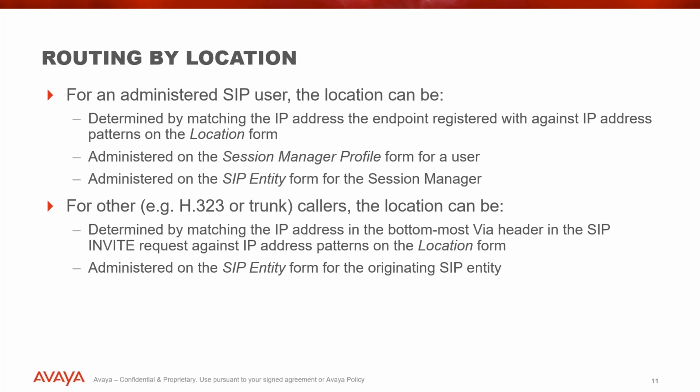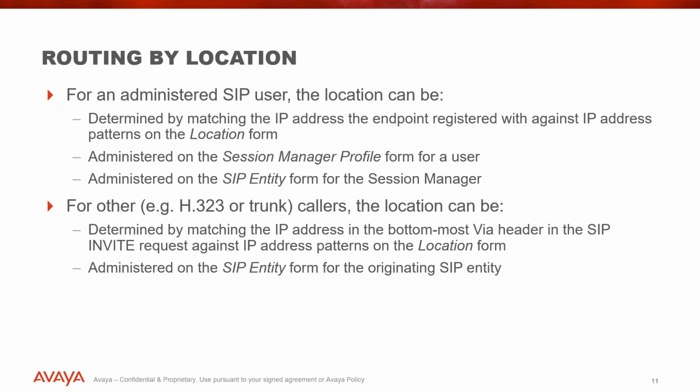If this is a non-SIP user, so an H323 phone or a trunk, a service provider, something like that, highest priority is the IP address in the SIP invite in the bottommost via header. If you're familiar with SIP messages, you'll know what I'm talking about. But this is a mechanism for figuring out where that invite request came from. So take that IP address, match it against all the locations. If you find a location that matches, there's your location.